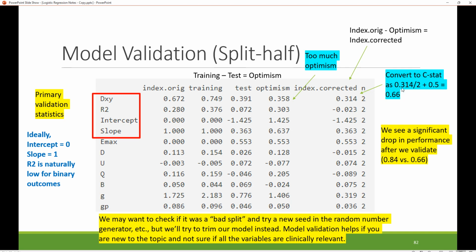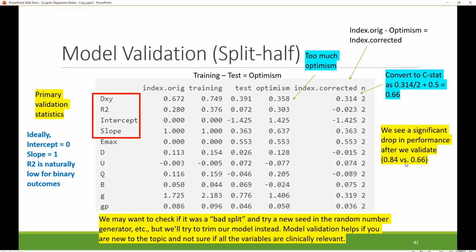But we can convert it back to the C statistic, or the area under the curve. They're the same thing. So if we take our Dxy of 0.314, divide that by 2 and add 0.5, that gives us, validated, an area under the curve of 0.66. So originally we had a value of 0.84. So we see a significant drop in performance after we validate.